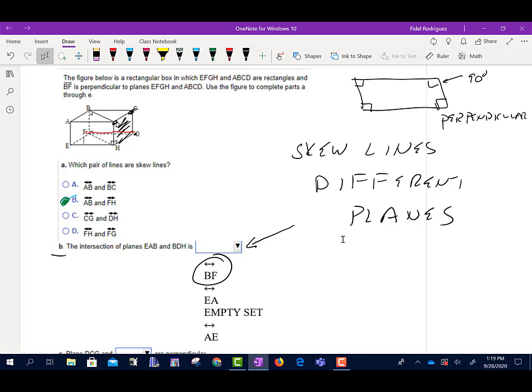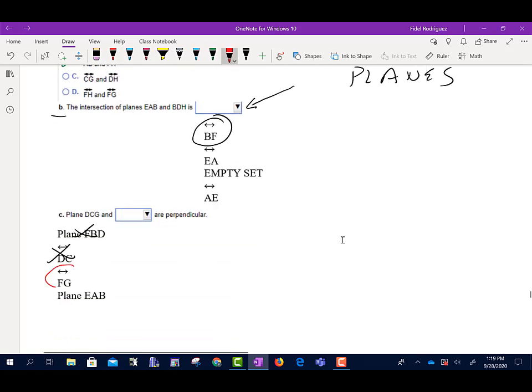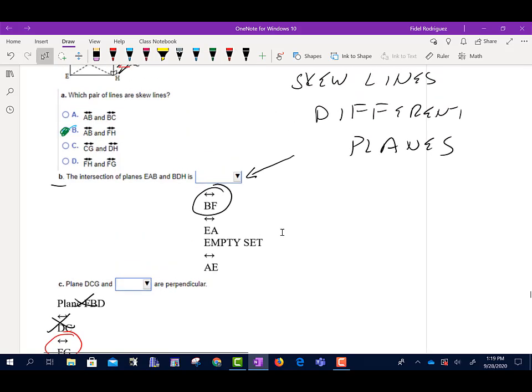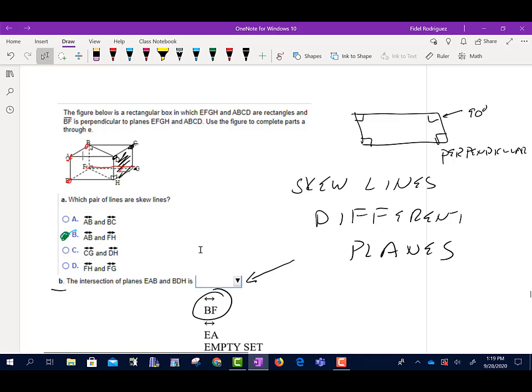Ah, you know what? My bad. Isn't this here 90 degrees? Right there. So this one here should be FG, because plane EAB is parallel, right? And we're looking for perpendicular, okay?